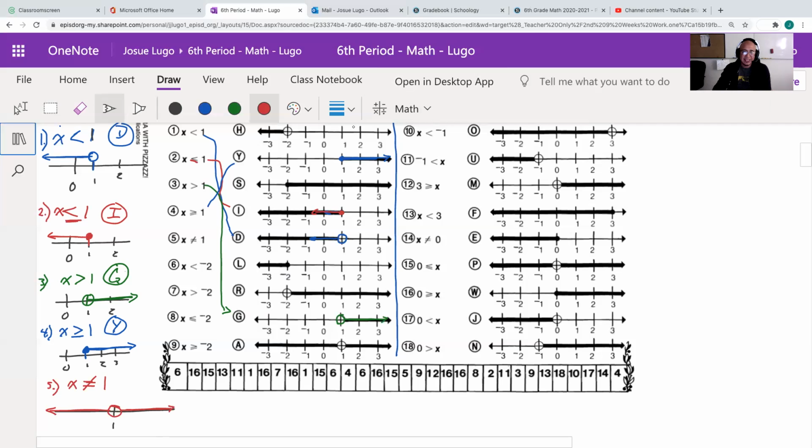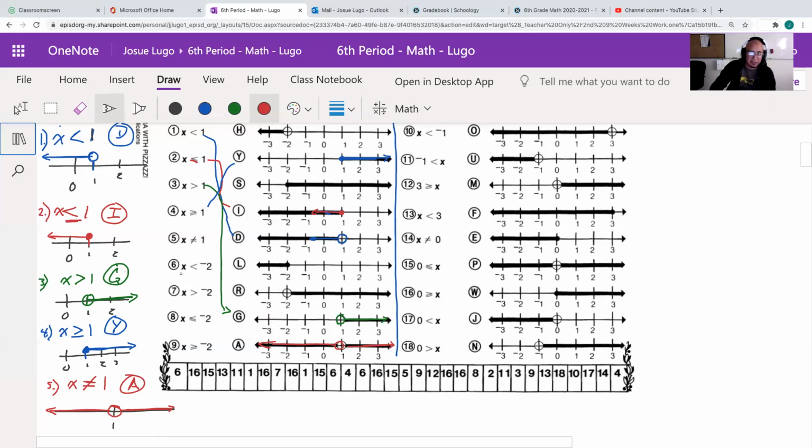So looking at that, I can see that the clear answer to that is A. Notice how everything is shaded above 1, below 1, yet not including 1. So the answer to 5 is A. I hope that that is useful.